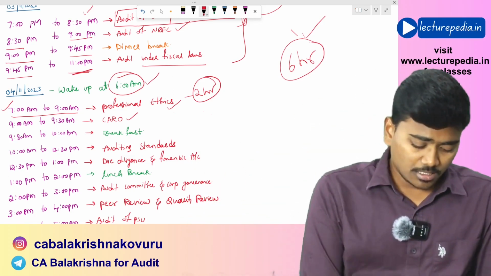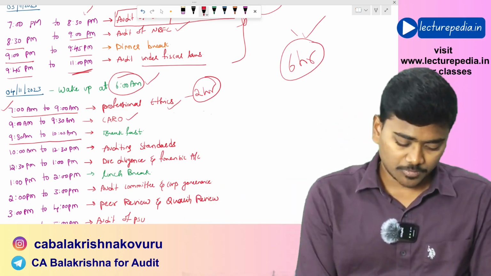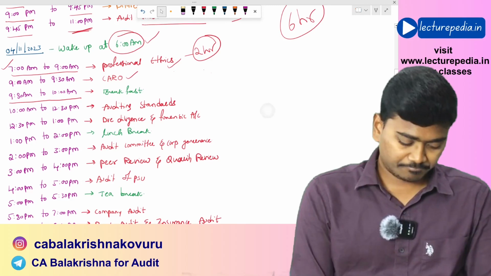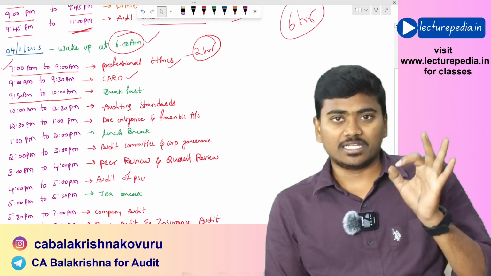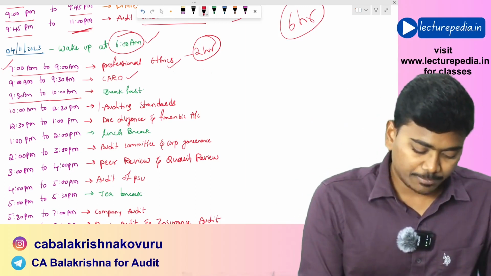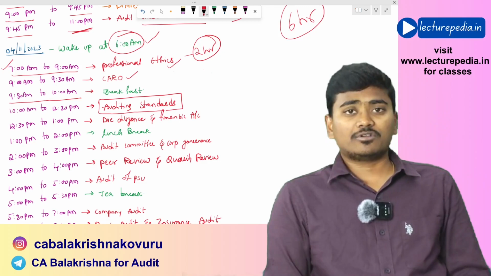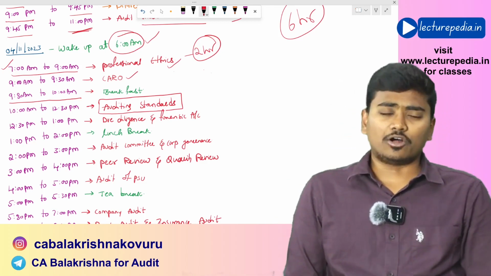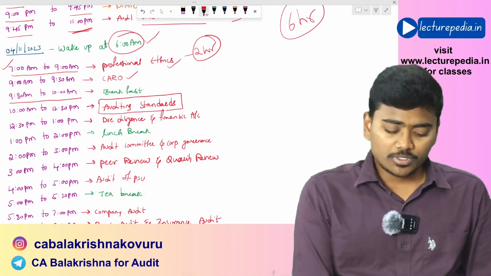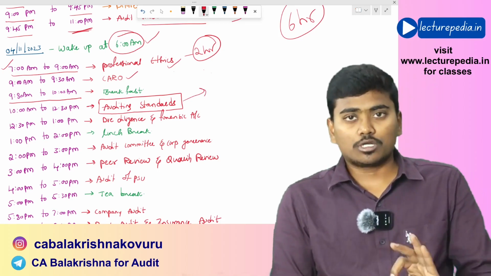Hope that is clear. From 9:30 to 10 a.m. take breakfast, half an hour. Next, once breakfast is completed, from 10 o'clock to 12:30, 2.5 hours, take up auditing standards. Now I know that 2.5 hours is not sufficient to revise the entire auditing standards. What you will do is first cover the important standards. What are the important standards?